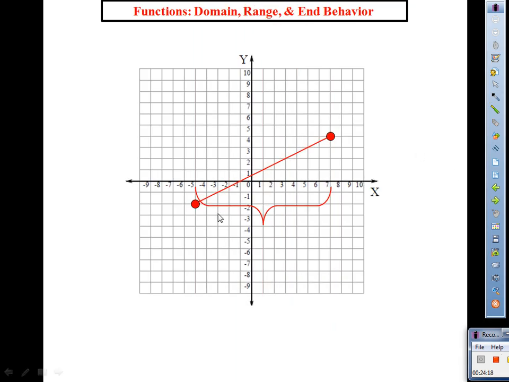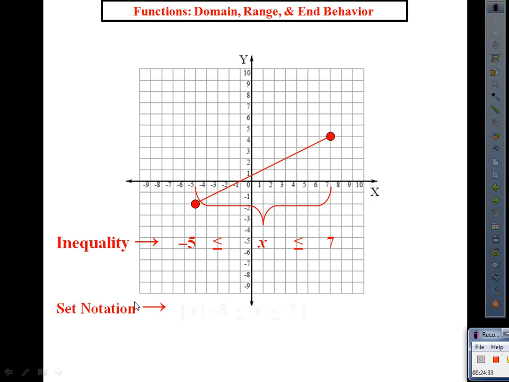So that means my endpoints are -5 and 7, so I write x. Since these points are included, then I write less than or equal to. That's my inequality. Do we know how to write solution sets? Yes. There's my set notation, and an interval notation. Here it goes. Yes? All right.